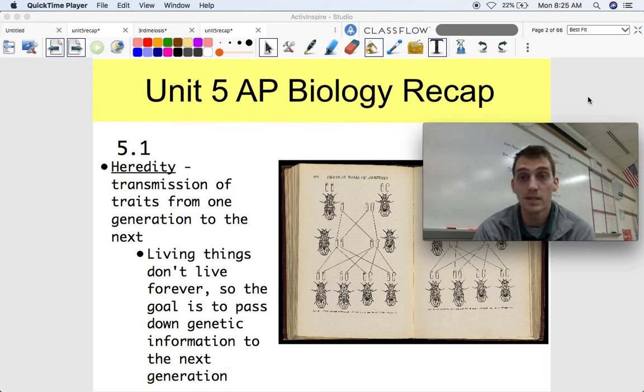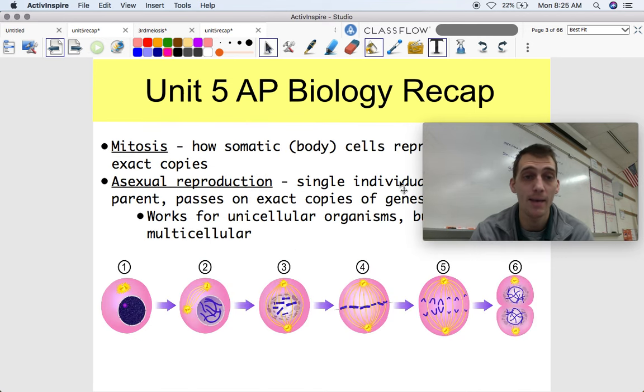That's what separates living things from like rocks and that kind of stuff, is that we're always trying to make new copies of ourselves. We're trying to pass down our genetic information. That's just what we do. And this unit is about how that happens.